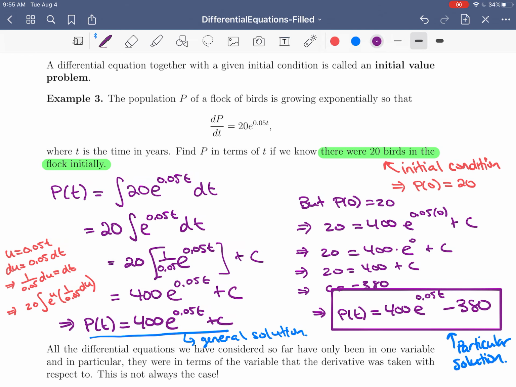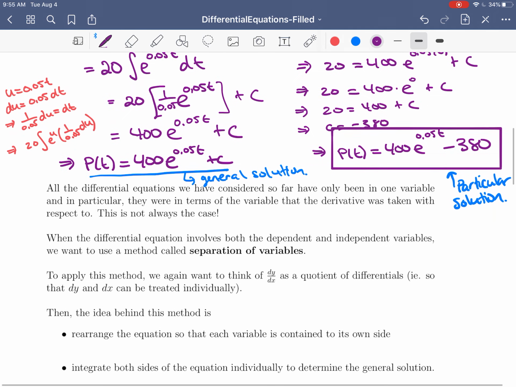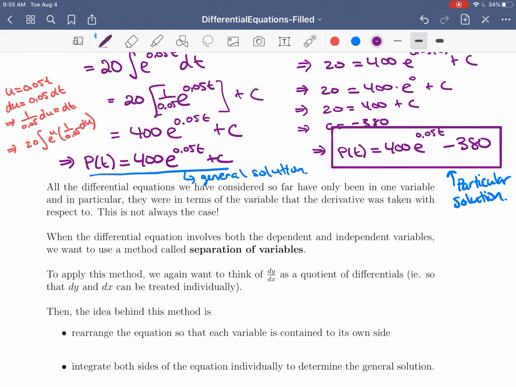Now this is something we already did, so there's nothing new yet. The problem comes when we have more than one variable, or the other variable. So far, all the differential equations we've considered have one variable, and in particular, they were in terms of the variable that the derivative was in. But this doesn't always happen.